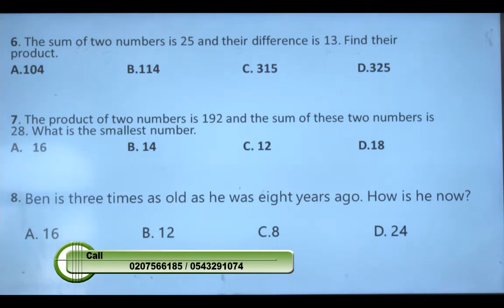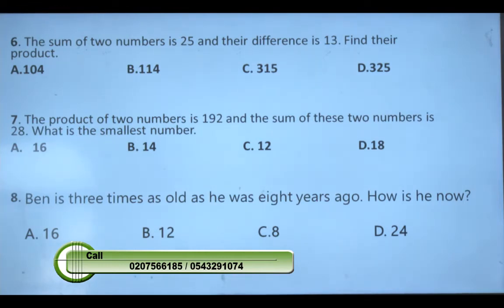I can't see the figures. You can see the figures. Yeah, number 6. The sum of two numbers is 25 and their difference is 13. Find their product. Option A is 104. Option B is 114. Option C is 315. Option D is 325.